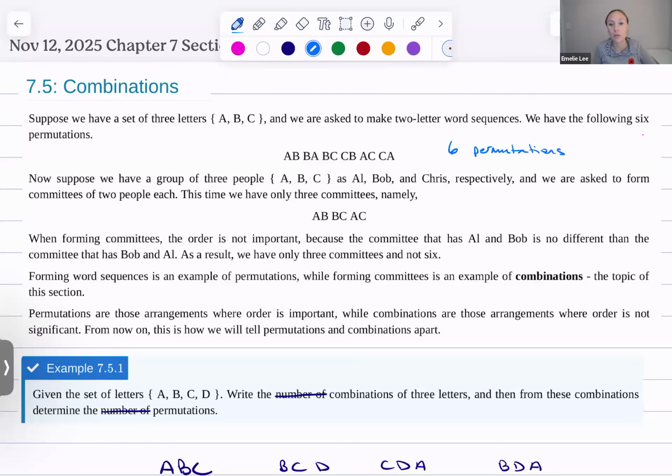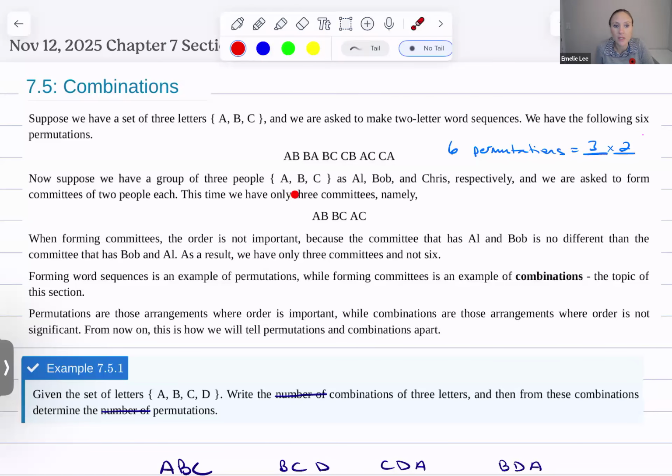And one of the ways that we could find that was by using our slots, right? At first I'll do it backwards: 3 letters to choose from, and then I have 2 letters left, from A, B, C.